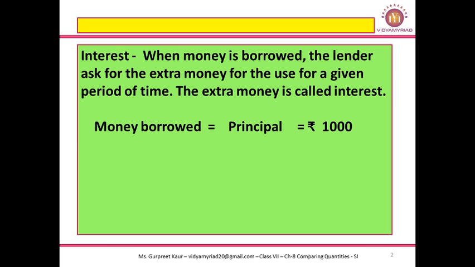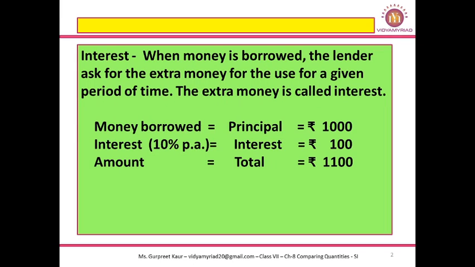For example, if I borrow 1000 rupees, and the person asks me to give interest of 10% on it at the end of the time period. So 10% calculated on 1000 will be 100 rupees. So how much total money will I pay? I will pay 1100 rupees. How much? Principal plus interest, that becomes my amount. So at the end of the time period, if I borrow 1000 rupees and I have to pay 10% interest, I will pay 1100 rupees as an amount.